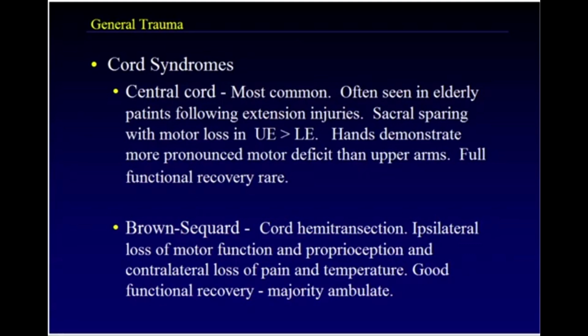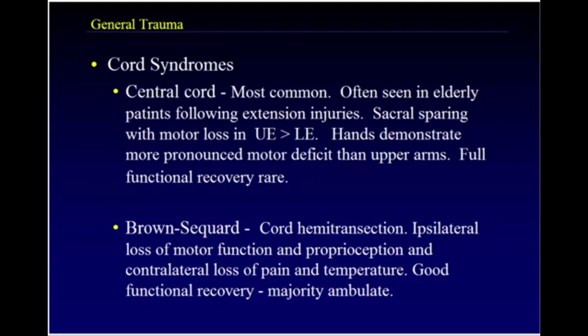The Brown-Séquard syndrome is hemitransection of the spinal cord, so you'll have ipsilateral loss of motor function and proprioception, and contralateral loss of pain and temperature sensation. These typically have a good functional recovery. The classic mechanism for the Brown-Séquard syndrome is a penetrating trauma to the spine, and most of these patients will ambulate.